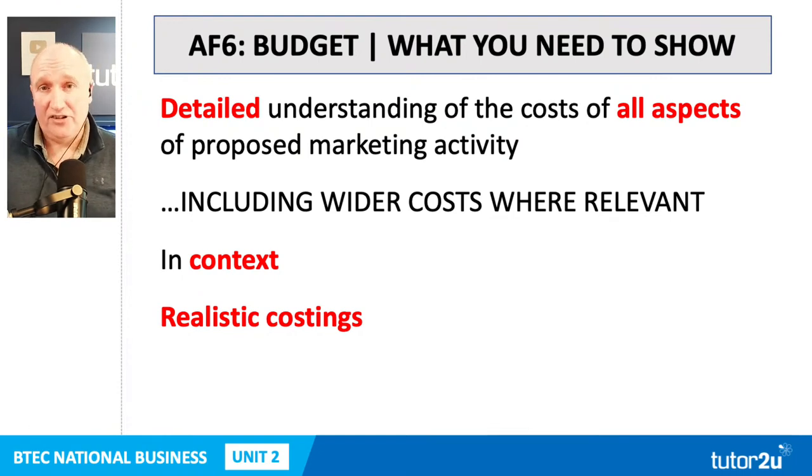So the key here is detail again. But also, the examiner's really made it clear that they want you to consider not just the costs of, say, I don't know, emailing people or running an online advertising campaign, but the wider costs, the other costs that might be involved. Not everything, but make sure you include some wider costs. Ideally, in context, but also as far as possible with realistic costings.